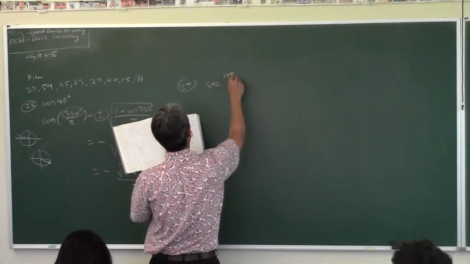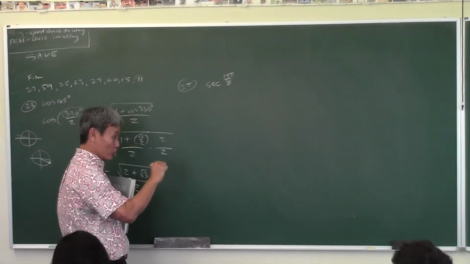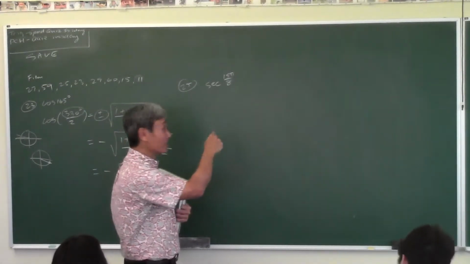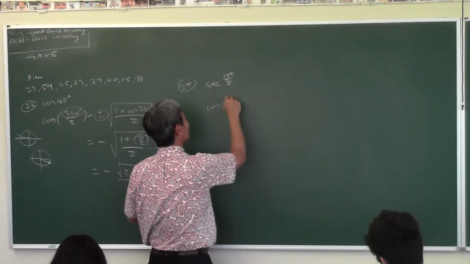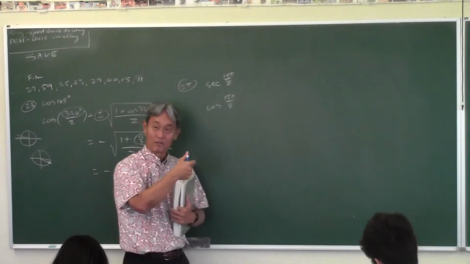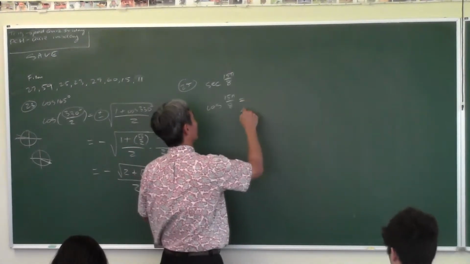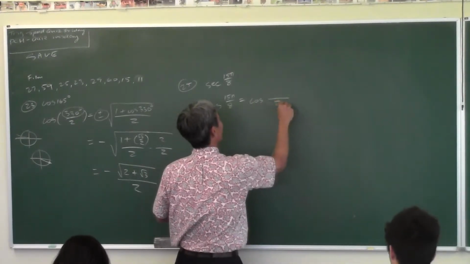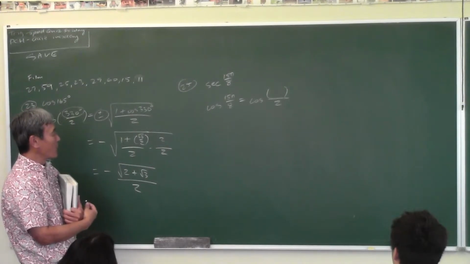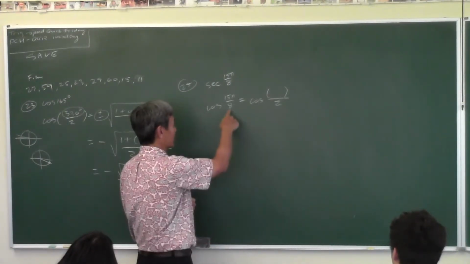Secant of 15 pi over 8. So again, on the test, I'm going to tell you, use a half angle identity. So what you want to do is compute the cosine of 15 pi over 8, and then when you get the answer, you flip it over. Okay, 15 pi over 8, is that half of an angle I'm supposed to know? 15 pi over 8 is half of what? I'll give you a hint, times that by 2.